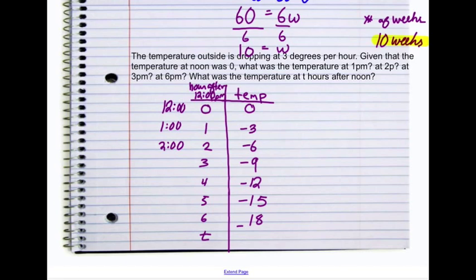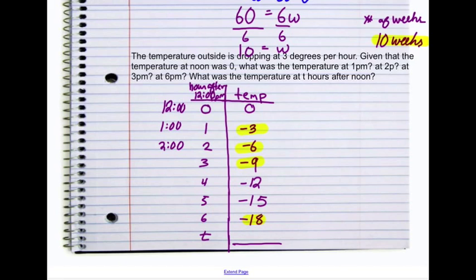Until we get to the T, because of course we don't know what that means. So the question asks, what was the temperature at 1, 2, 3? The temperature at 1 is -3. The temperature at 2 is -6. The temperature at 3 is -9. 6, so at 6 p.m. the temperature is -18.